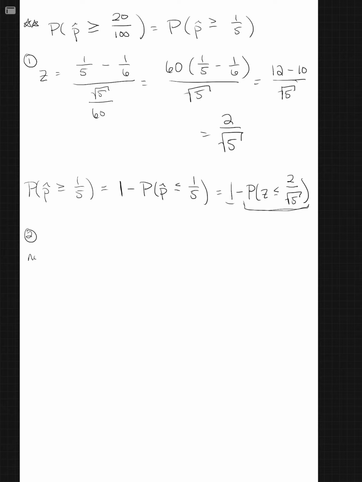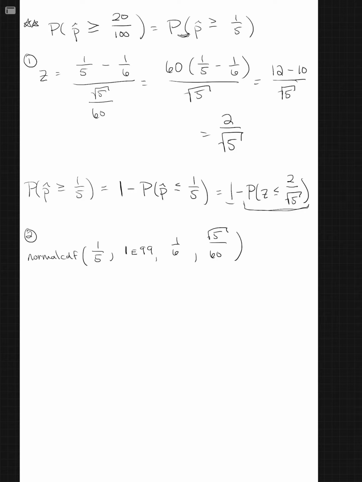So for the second way, we do normal CDF again, right? So our lower bound is something that's less than our variable. So in this case, our lower bound is 1/5. Right? Our upper bound is something bigger than the variable, and there's nothing bigger than the variable in this case, so we replace it with our version of infinity, and then we've got 1/6 and square root of 5/60 again. Right? And we plug that in, and it'd tell us our answer.